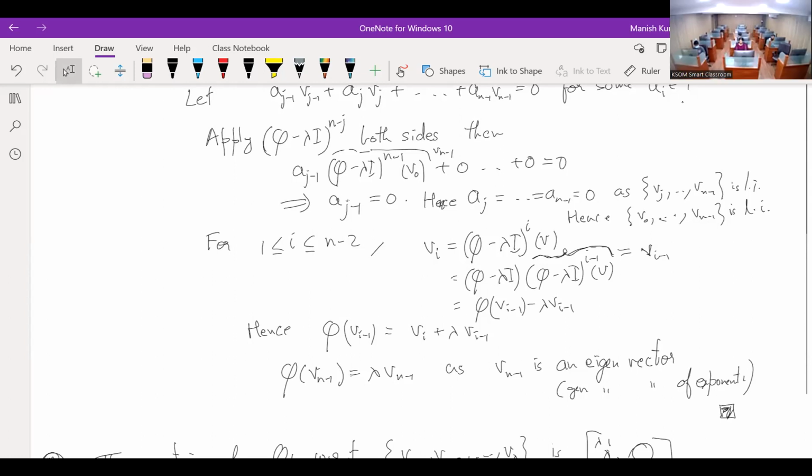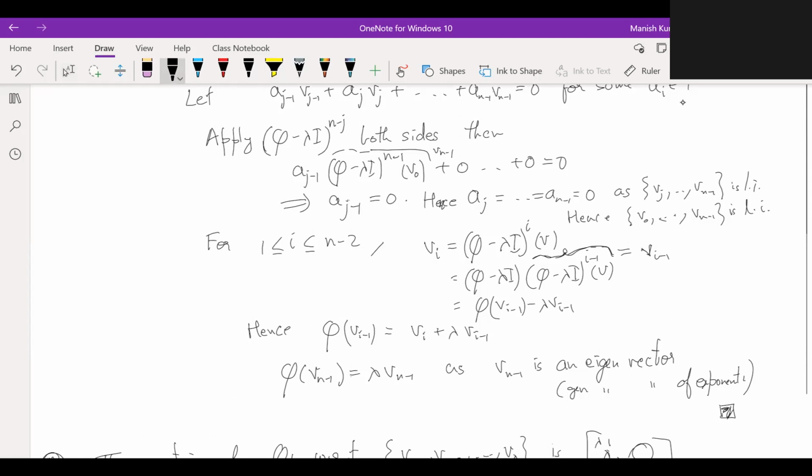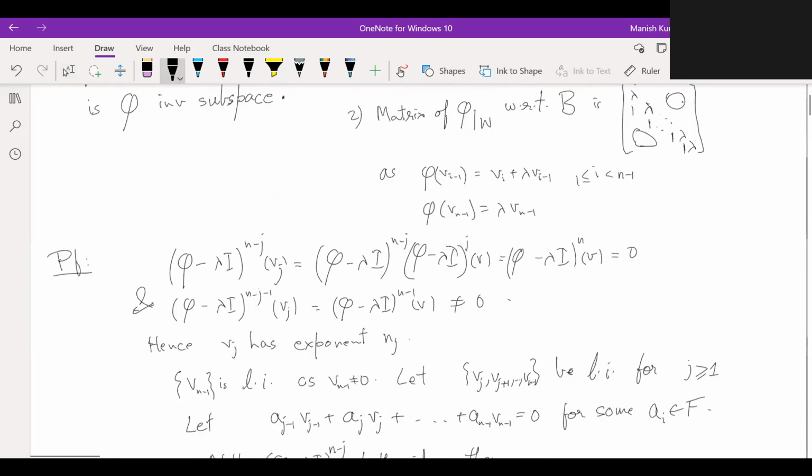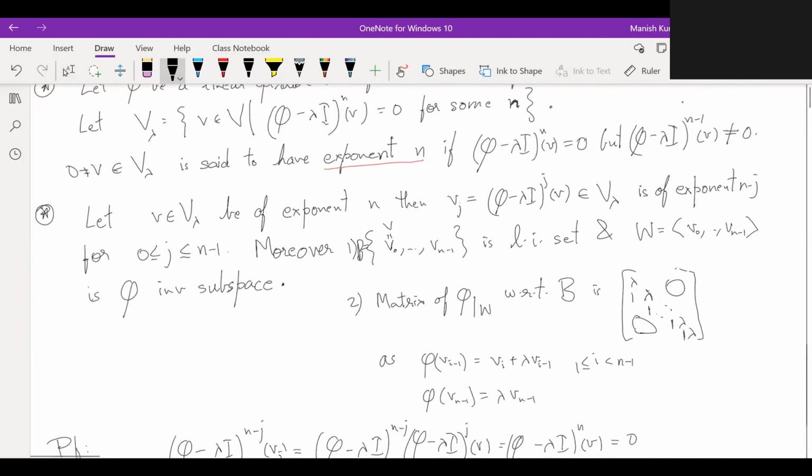Yes, sir. Okay. So we see that phi of each of the eigenvectors, each of the basis elements of W, lands in W. So that proves that W is a phi invariant subspace. So now we can talk about the matrix of phi restricted to W with respect to the basis B, where B is this basis V0 to Vn minus 1.